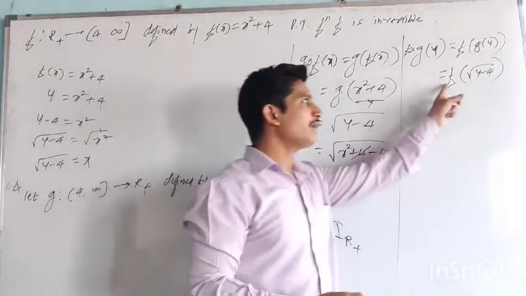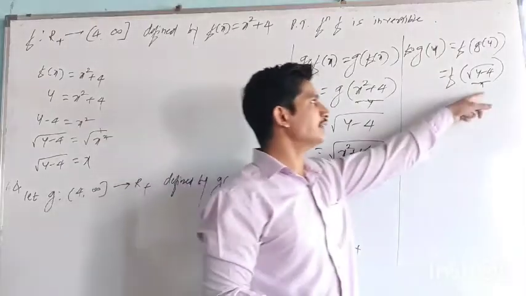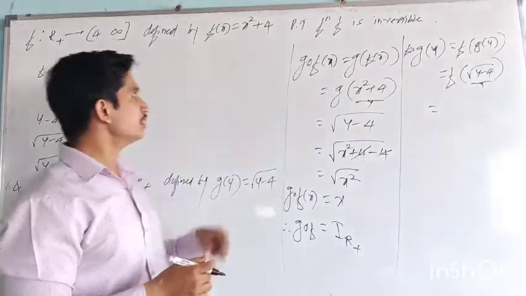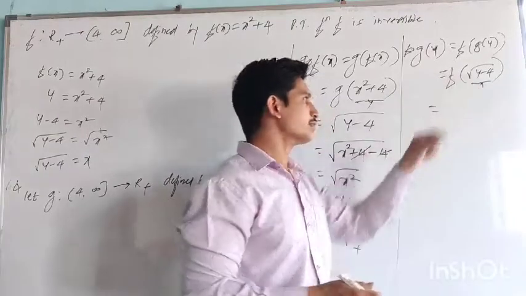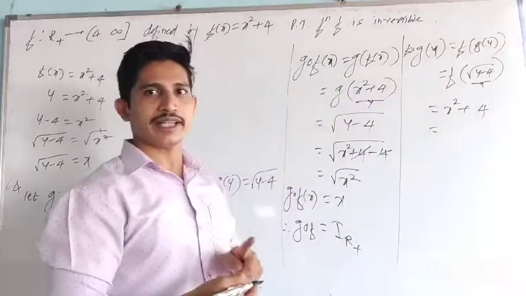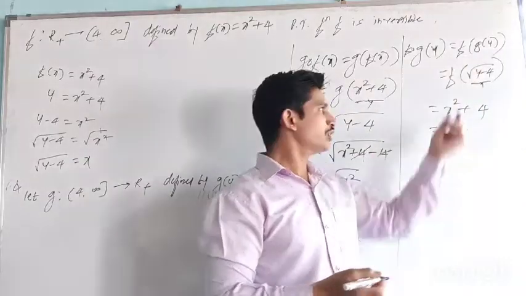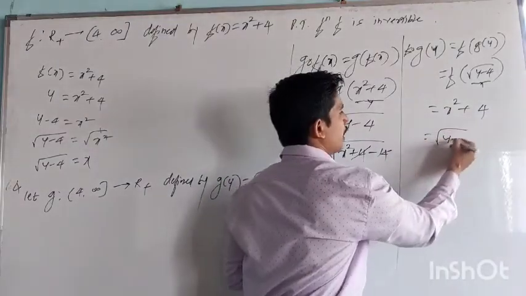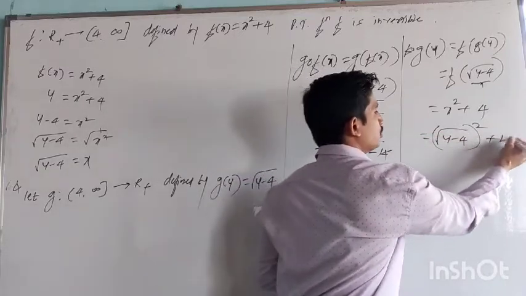Now the function f of x is there, so f of x is x square plus 4. Now let's put the value of x here. What is the value of x? The value of x is root of y minus 4. So where x is there, put root of y minus 4. So root of y minus 4, the whole square, then plus 4.